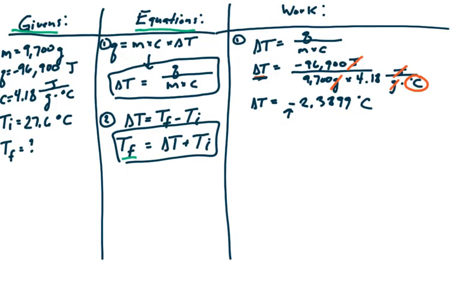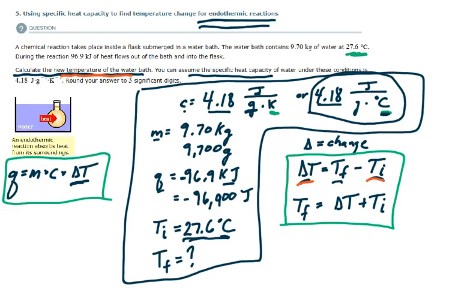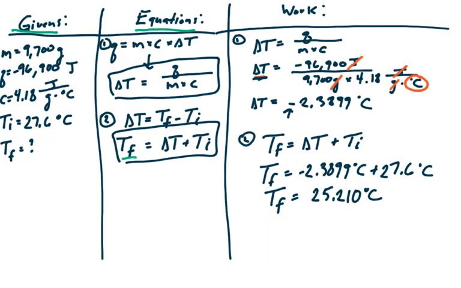So now that we have delta T, let's plug it into the second equation to find the final temperature, which is delta T plus the initial temperature. So the final temperature is equal to negative 2.3899 degrees Celsius plus the initial temperature of 27.6 degrees Celsius. That gives me a final temperature of 25.210 degrees Celsius. And they ask me to round my answer to three significant digits. So my final temperature would be 25.2 degrees Celsius.